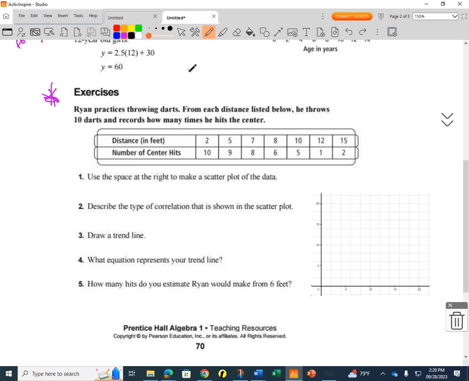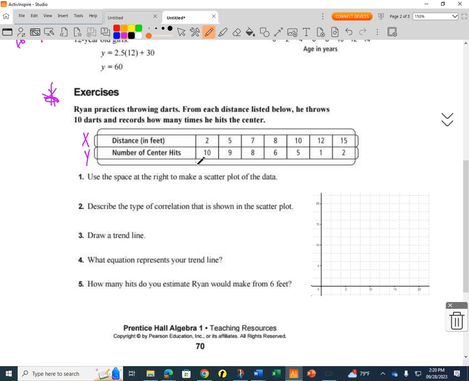So it's talking about Ryan practicing throwing darts, and from each distance below he throws 10 darts and records how many times he hits the center. So when he was 10 feet away from the target, he hit the center all 10 times. When he was 5 feet away, he only hit it 9 times. So you can see the distance he was from the target and the number of times he hit the center. Remember, we can write all of these as ordered pairs, and that's what these represent, the x coordinate and the y coordinate.